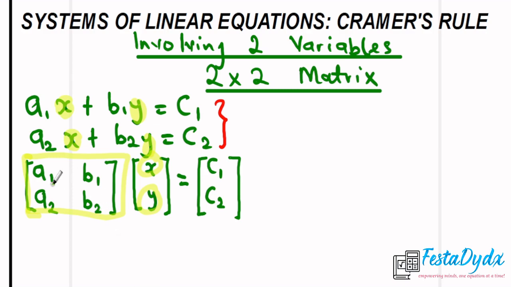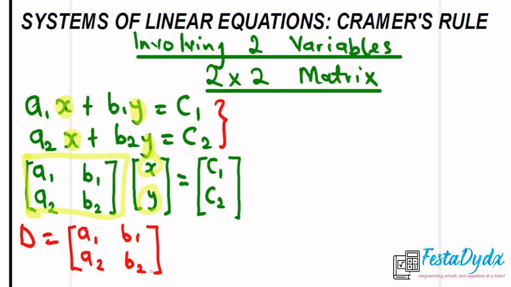For the first one, we'll have this a1, b1, a2, b2. Let us call it D, which stands for determinant. For me to look for the determinant of this matrix, I'll be having a1, a2, b1, b2. In our last video, I discussed the determinants of a 2 by 2 matrix and a 3 by 3 matrix. You can do well to watch that so you get detailed knowledge of how to find the determinant of a matrix. So now let's do this 2 by 2 matrix.